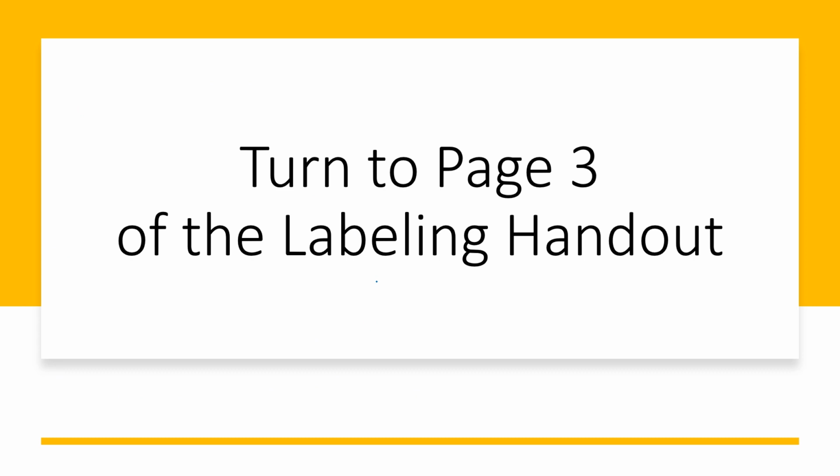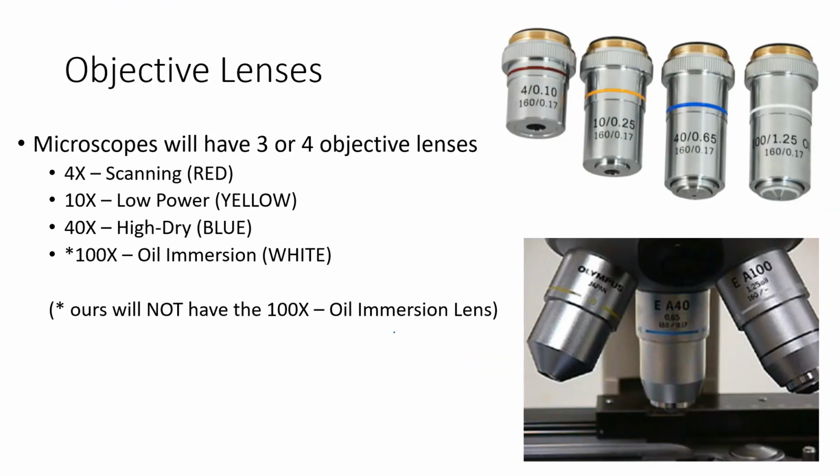So let's take a look at page 3 of the labeling handout. Now, I will say this is no longer on page 3. This is actually on page 2 still, so you don't have to turn the page. I condensed it to just 2 pages. So what we're going to look at is calculating the total magnification. So we said there were 2 magnifying areas for this particular microscope, the ocular lens and the objective lens. So how do you figure out what the total magnification is of the object that you're looking at?